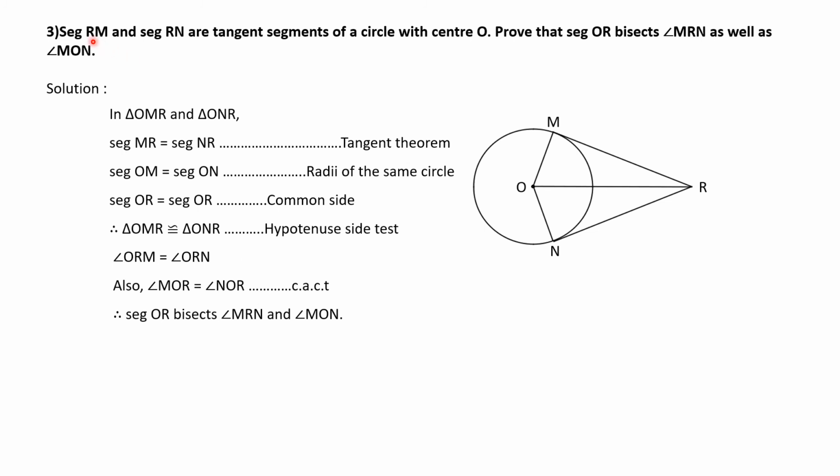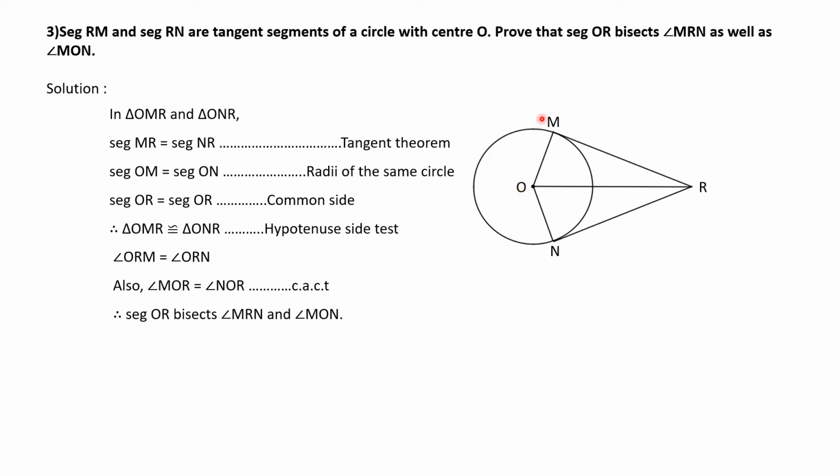Example number 3. Seg RM and seg RN are the tangent segments of a circle with center O. Prove that seg OR bisects angle MRN as well as angle MON. Now we see the solution. See the given figure. O is the center of the circle. Seg MR and seg NR are the two tangents of the circle.